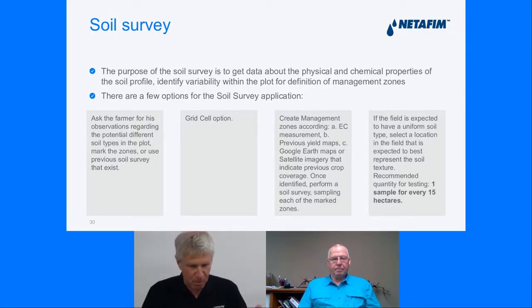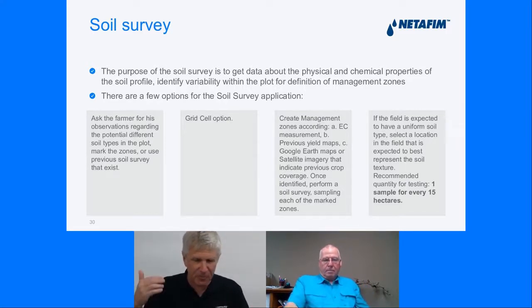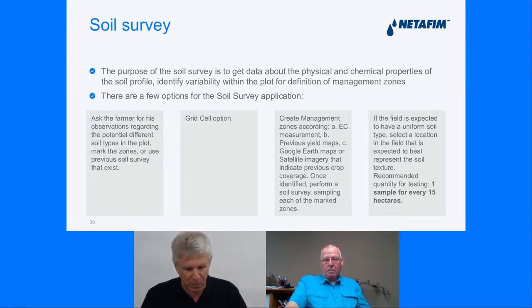For example, if you see that outside of the growing season there are green spots of weeds, it can give you an indication of a shallow water table level or a problem with drainage. And you can look, and if it's coming year after year, then you understand that you have a problem over there. So once you have identified the different variability, you can perform a soil survey, sampling each one of them according to the marked zones.